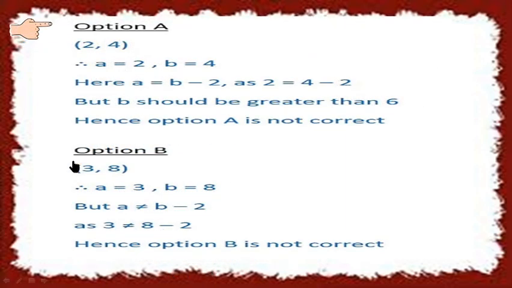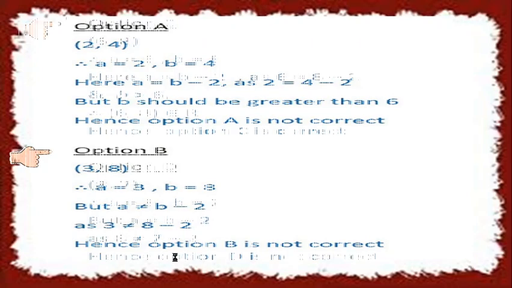So let's check one by one. Option A is (2, 4). a is 2, b is 4. So a is b minus 2, as 2 is equal to 4 minus 2. But b should be greater than 6. So hence option A is not correct. Then let's talk about option B, (3, 8). a is 3 and b is 8. a is not equal to b minus 2, because 3 is not equal to 8 minus 2, which is 6. So 3 is not equal to 6. So option B is also not correct.